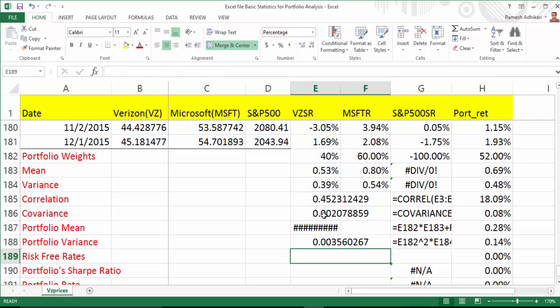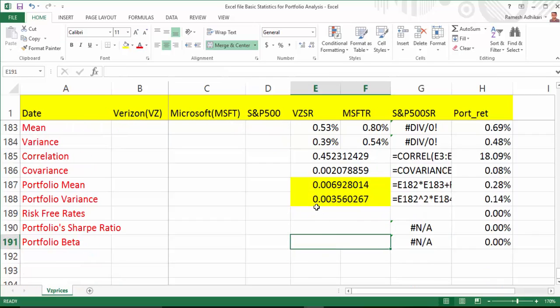Okay, we got that. Let me change the format here. For some reason, Excel keeps on changing the format. So here I have the portfolio mean, which is 0.0069, and the portfolio variance, which is 0.0235. Once we calculate the portfolio mean and the variance, we want to calculate the portfolio Sharpe ratio and portfolio beta.